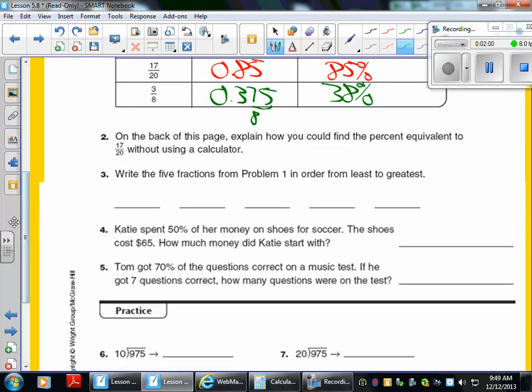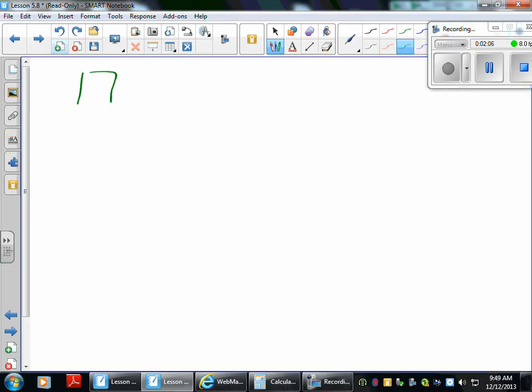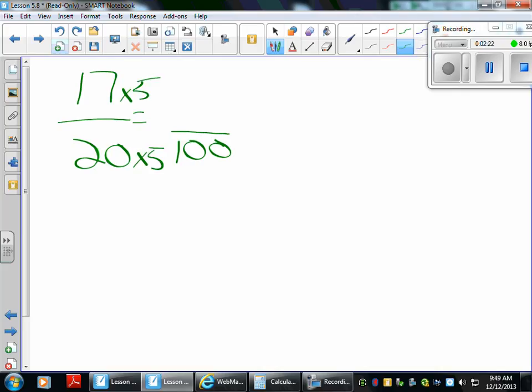On the back of this sheet of paper, explain how you could find the percent equivalent to 17/20 without using a calculator. Well, I've taught you this, kids, because decimals deal with tenths, hundredths, thousandths, 10,000ths. So we have to change this 20 into a fraction with 100. 20 times what equals 100? Times 5. 17 times 5 equals what?